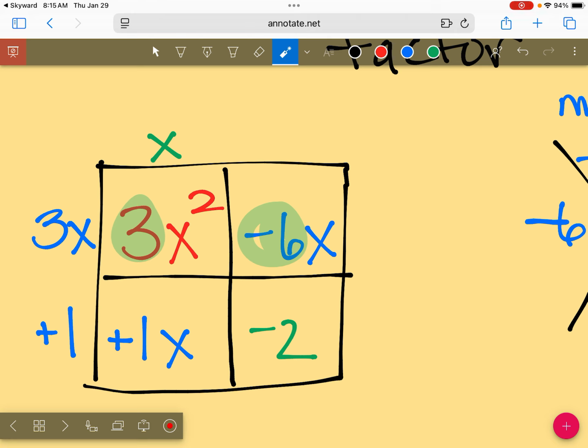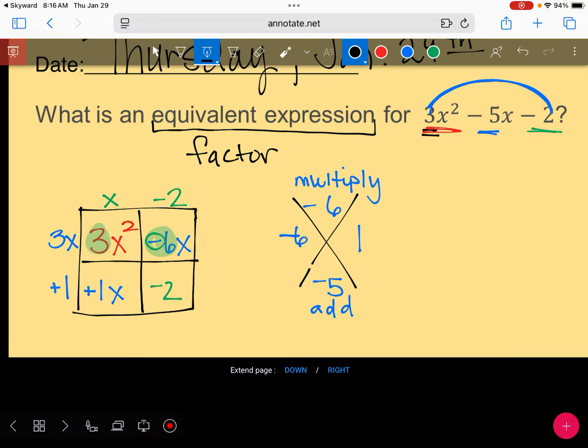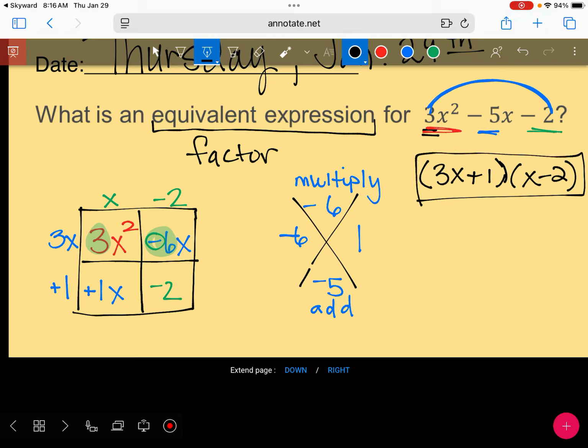All right, what about this second column? What do you think I'm taking out of 6 and 2? A 2, good. Would it be positive or negative? Negative, because it's on top of a sign that's negative. So my equivalent expression would be 3x plus 1 and x minus 2. These are the exact same expressions. These mean the exact same thing. The graph is the same. Everything is the same. All right, so now we're going to talk about graphing exponentials.